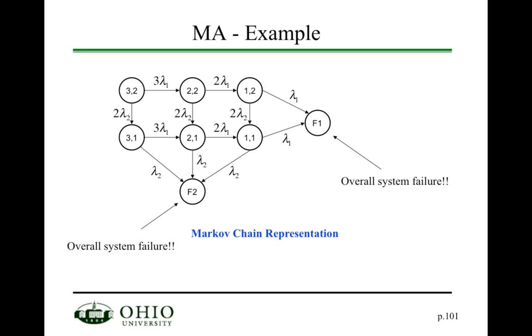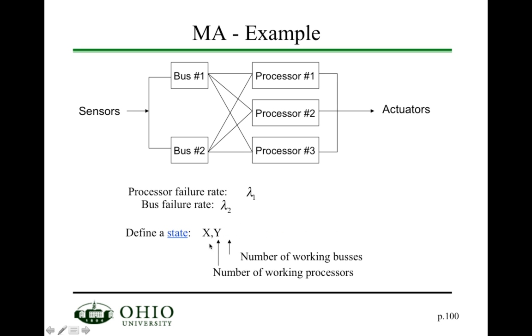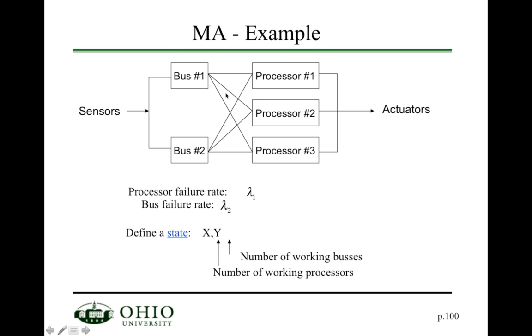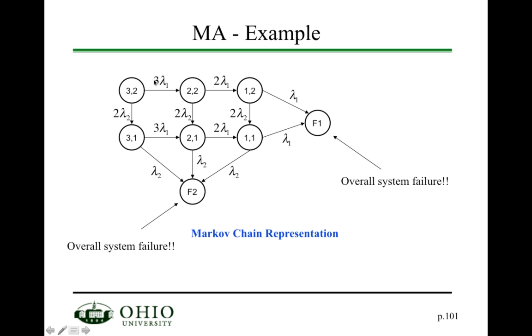So if you look at the Markov analysis for this diagram, when all components are working, you're in state 3,2. Why? Because you have 3 working processors and 2 working buses. Now, if all 3 of the processors work, each and any one of these 3 processors can fail. So there will be an outflow at a rate of 3 times lambda 1.